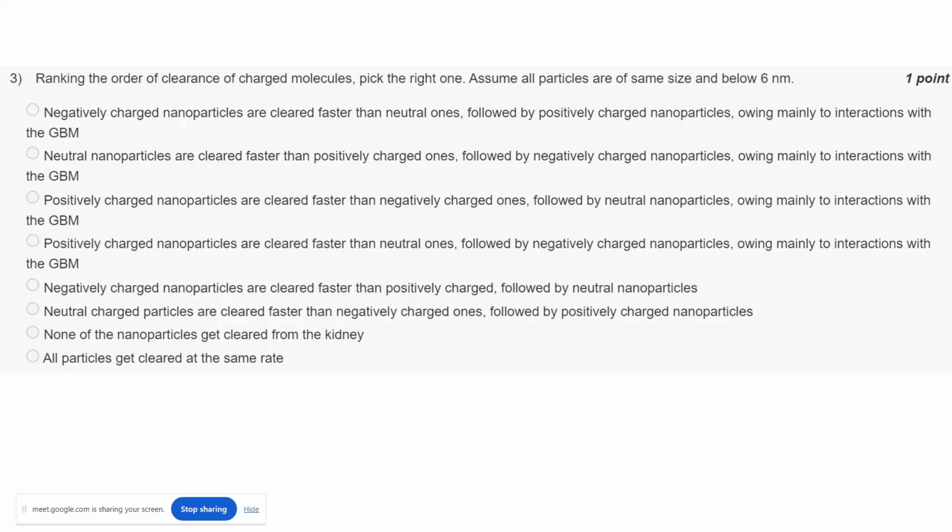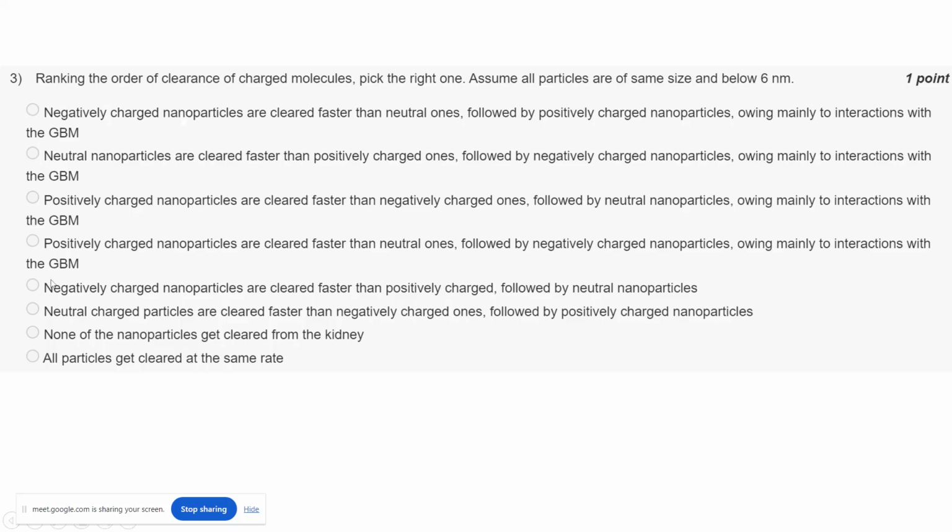Or positively charged nanoparticles are cleared faster than negatively charged ones, followed by neutral, owing to interactions with the GBM. Positively charged nanoparticles are cleared faster than neutral ones, followed by negatively charged particles. Negatively charged nanoparticles are cleared faster than positively charged ones, followed by neutral nanoparticles. Neutral particles are cleared faster than negatively charged ones, or none of the particles get cleared away, or all the particles get cleared at the same rate?